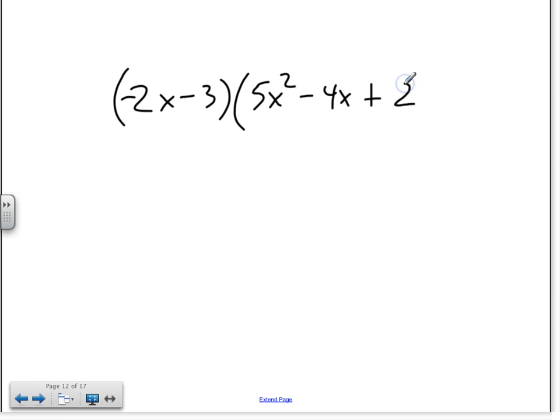We have 2x minus 3. I have 5x² minus 4x plus 2. There it is. So, first expression, what is this called?